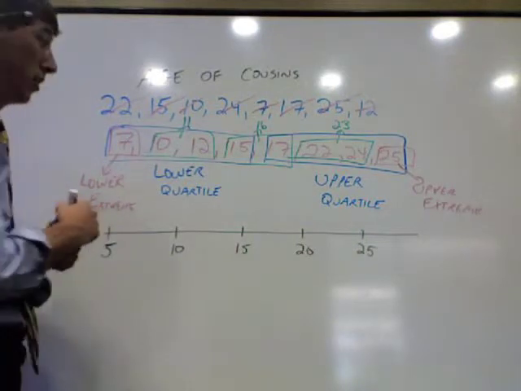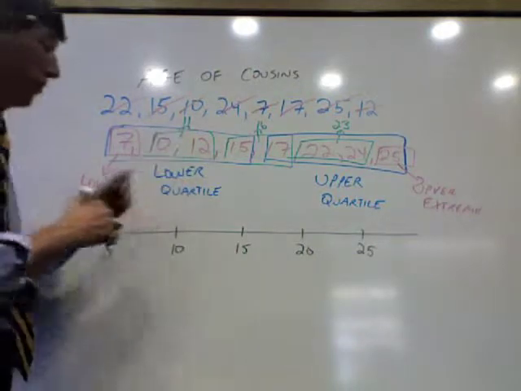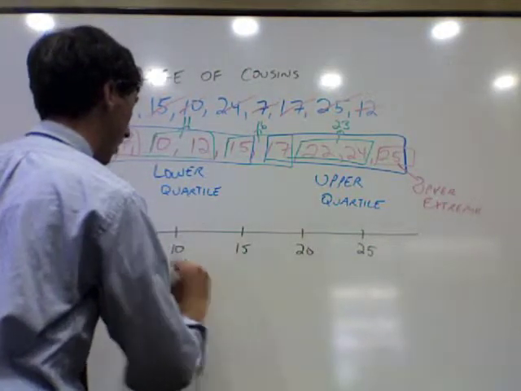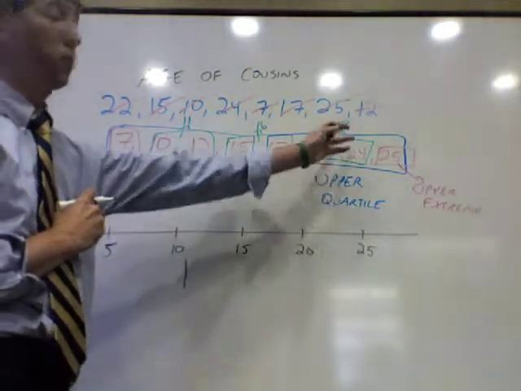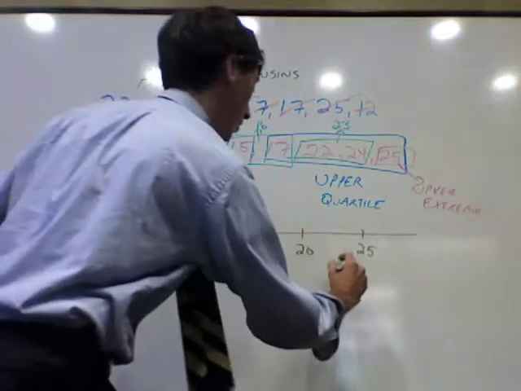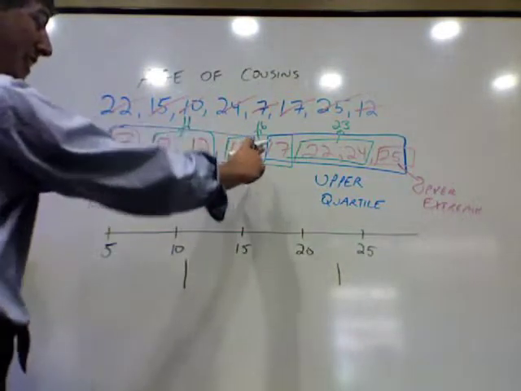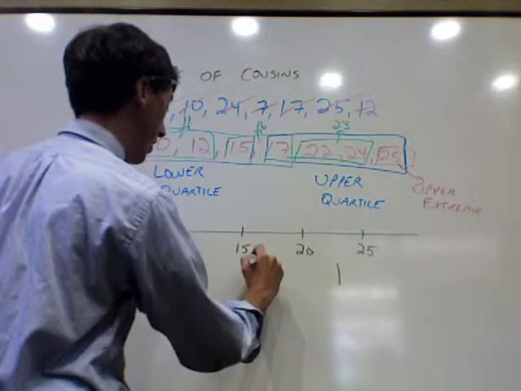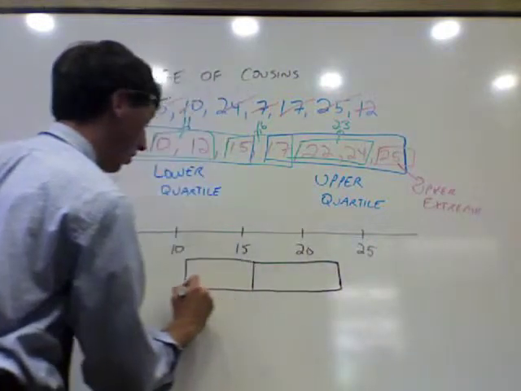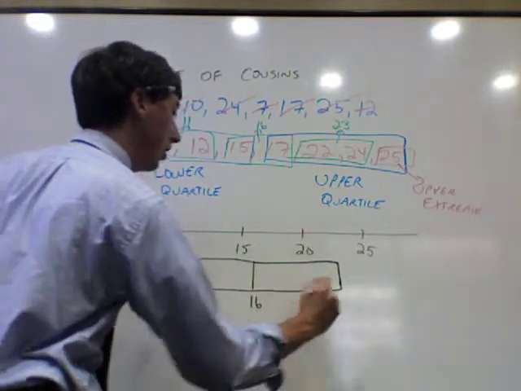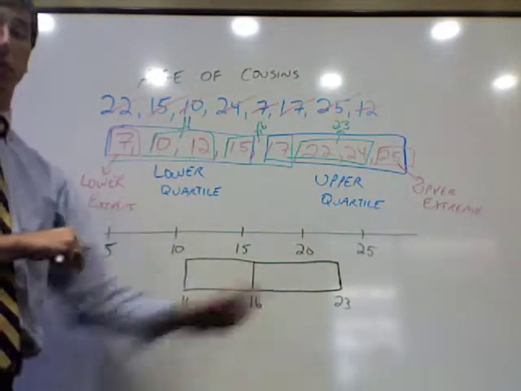So let's start with the box. The left edge or lower edge of the box is my lower quartile, which we see here is 11. I draw a line at 11. My upper edge of the box is the upper quartile, which I see here is 23. Right there, in between 20 and 25. My median is 16. So that gets its own line in the middle of the box. And I label each one of these numbers. I now have my box created for my box and whisker.